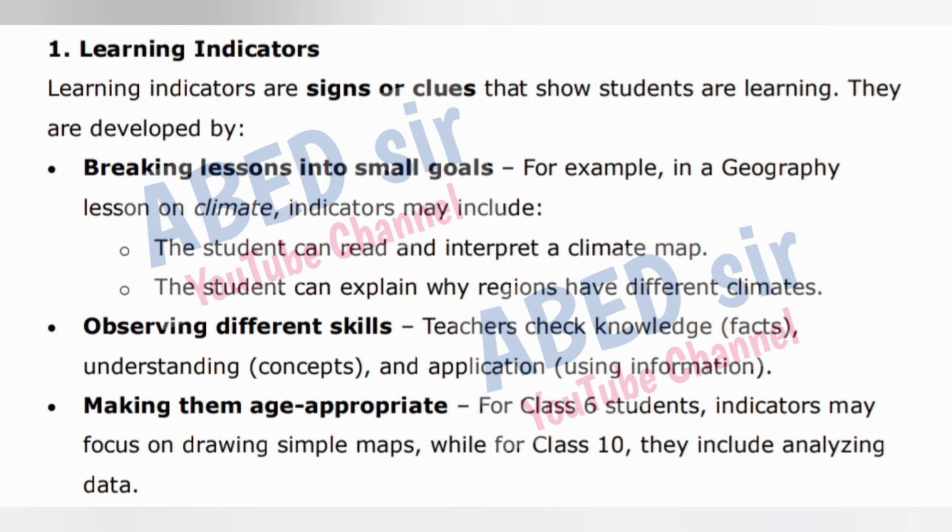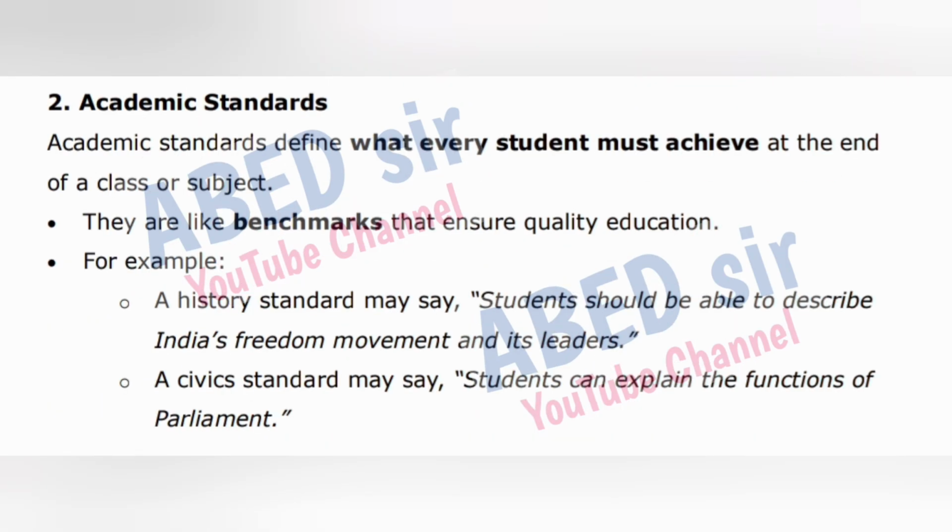For example, in a geography lesson on climate, indicators may include: the student can read and interpret a climate map. The student can explain why regions have different climates. Observing different skills, teachers check knowledge, facts, understanding, concepts, and application using information. Making them age-appropriate. For Class 6 students, indicators may focus on drawing simple maps, while for Class 10, they include analyzing data.